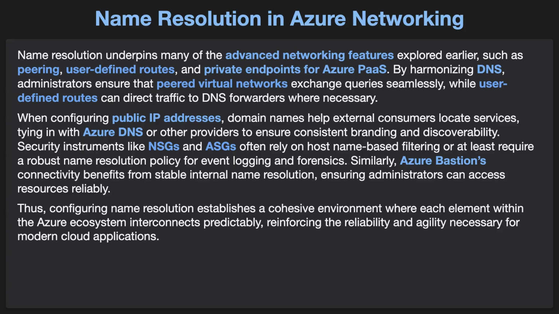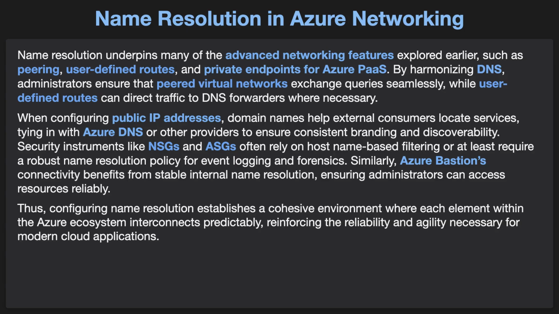Name resolution underpins many of the advanced networking features explored earlier, such as peering, user-defined routes, and private endpoints for Azure PaaS. By harmonizing DNS, administrators ensure that peered virtual networks exchange queries seamlessly, while user-defined routes can direct traffic to DNS forwarders where necessary. When configuring public IP addresses, domain names help external consumers locate services, tying in with Azure DNS or other providers to ensure consistent branding and discoverability.